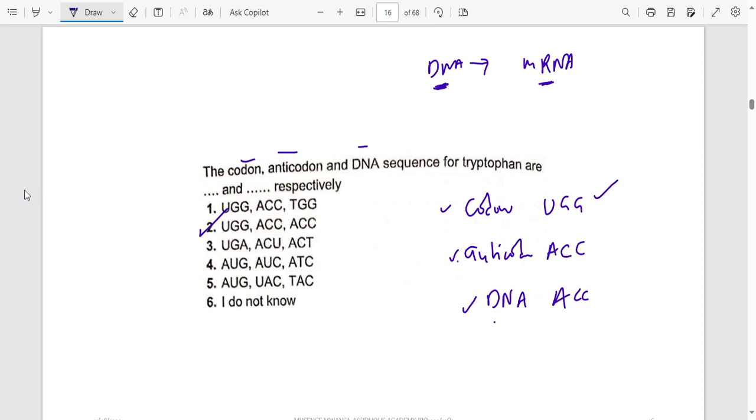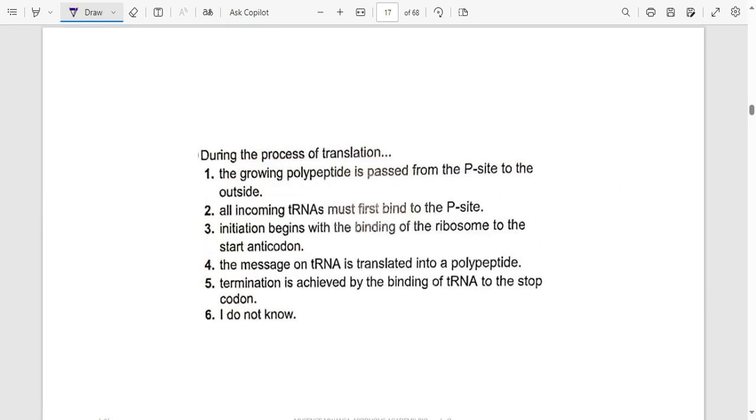Okay, so there. Excellent. During the process of translation, you'll be telling me if the option is correct. The growing polypeptide is passed from the P site to the outside. Is that true? No. All incoming tRNAs must first bind to the P site. Is that true?